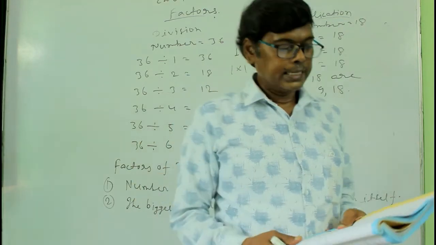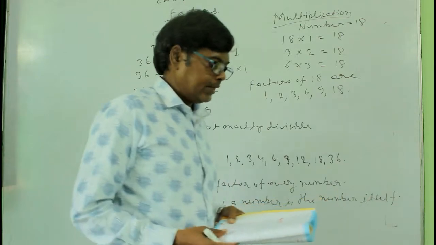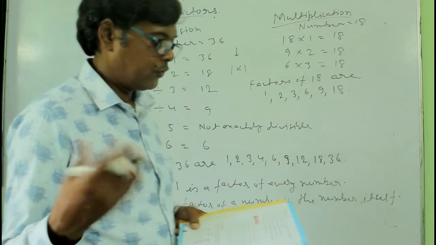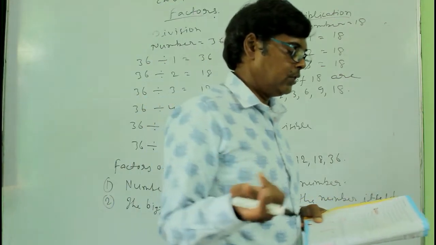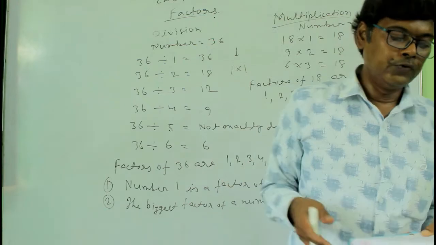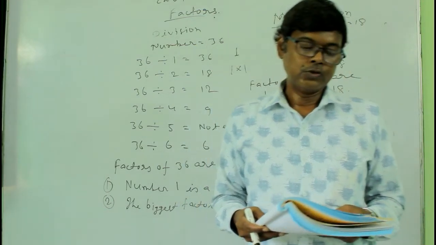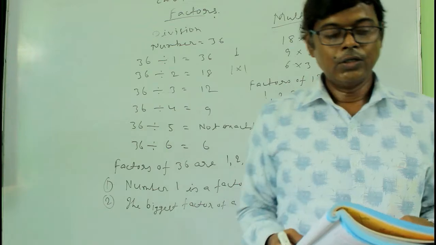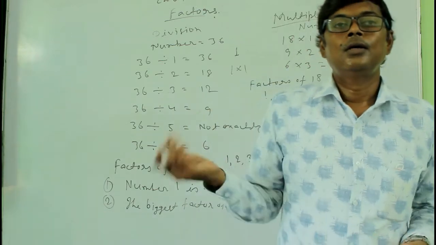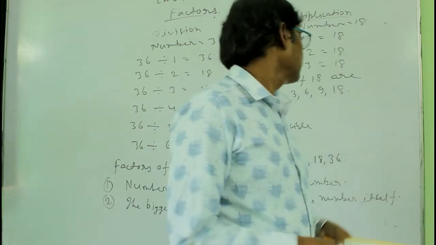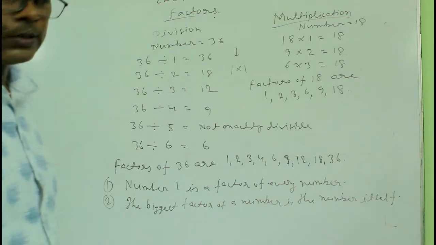So now exercise 6.1. Find the factors of 15, 25, 44, 50, 52 and 85 through division. So here you have to find the factors. I will find the factors of 15, 25 and 52, and the rest you will do yourself. So let us find out the factors of this.